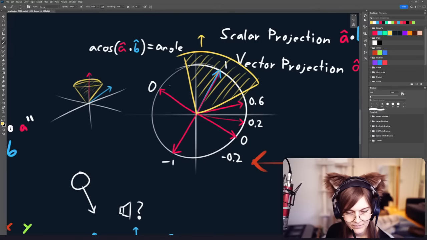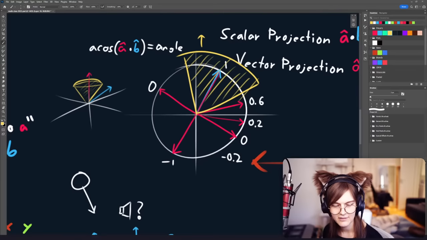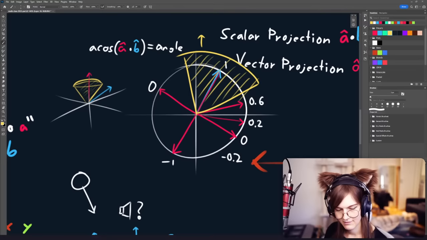Is there a math book page on your website? I don't think I actually link it. No. But there's the link if you want it.